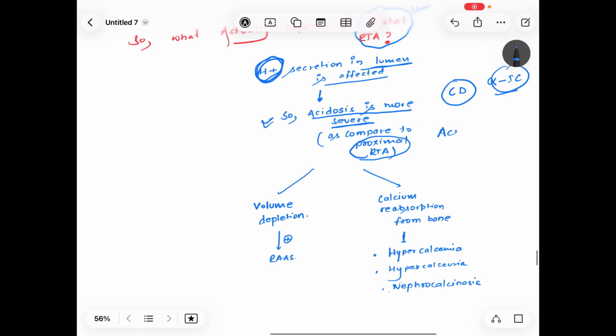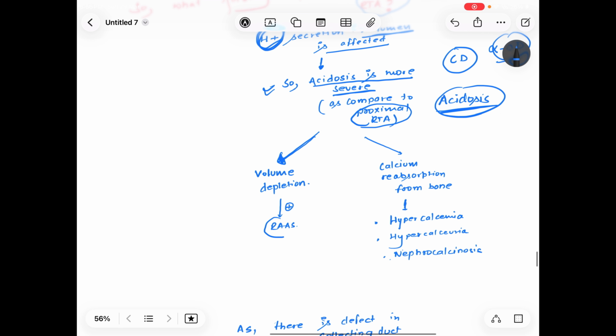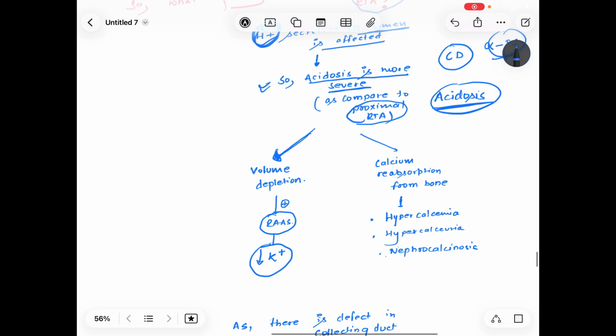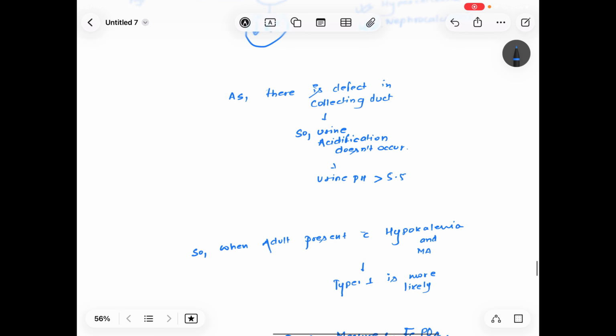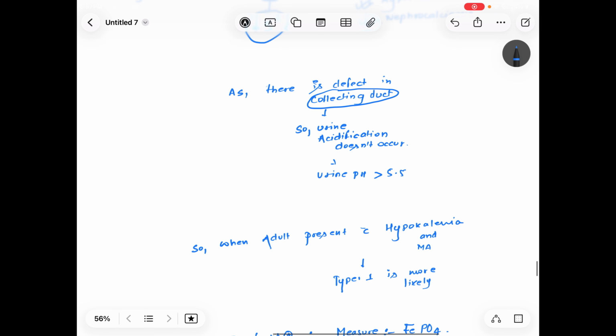So because of acidosis, more severe acidosis, there is volume depletion. Because of volume depletion, there is activation of RAS, which leads to hypokalemia. And second, because of severe acidosis, there is calcium reabsorption from the bone, which leads to hypercalcemia, hypercalciuria, and nephrocalcinosis.